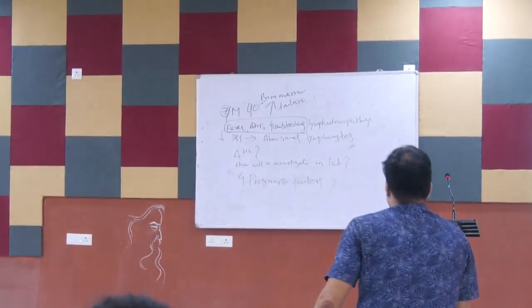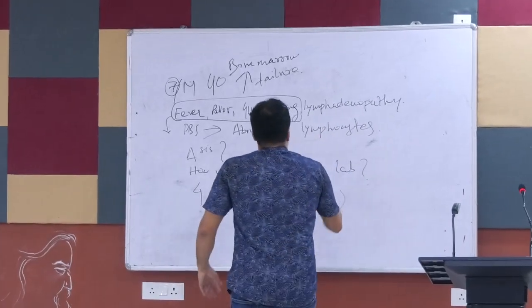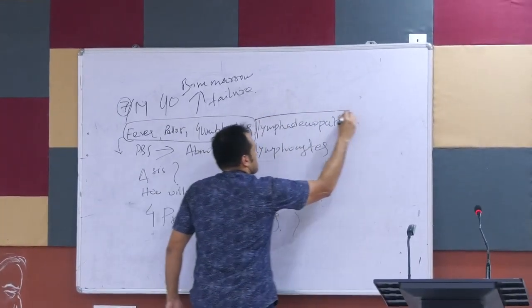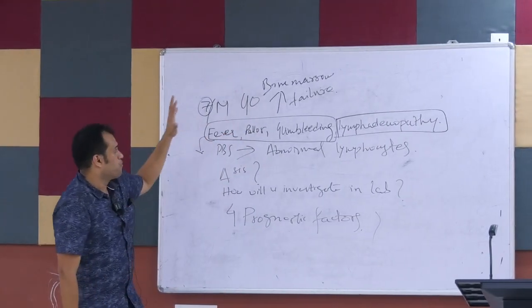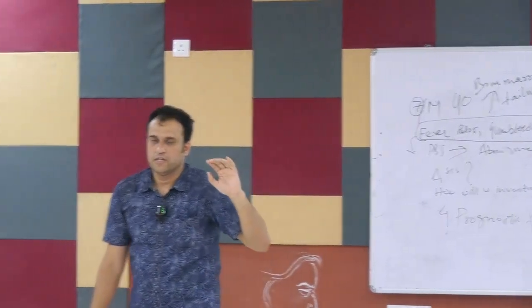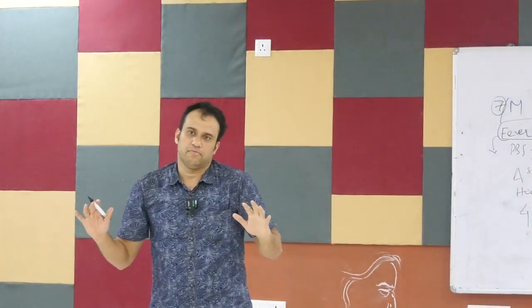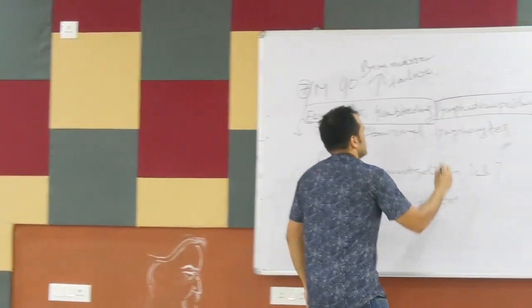Then you get lymphadenopathy. Why lymphadenopathy? What does this prove? What does this mean? Lymphadenopathy is because of what? If this is because of bone marrow failure, why lymphadenopathy? Lymphadenopathy is because of what? So, because of organ infiltration.